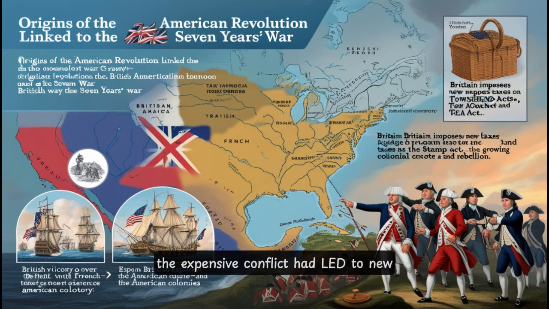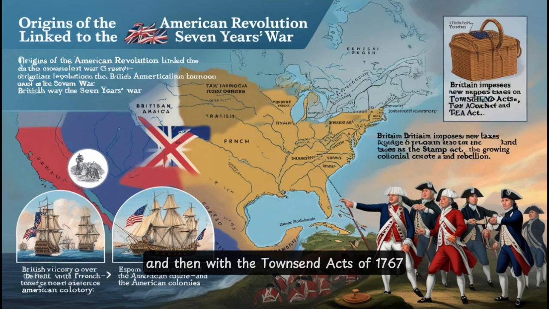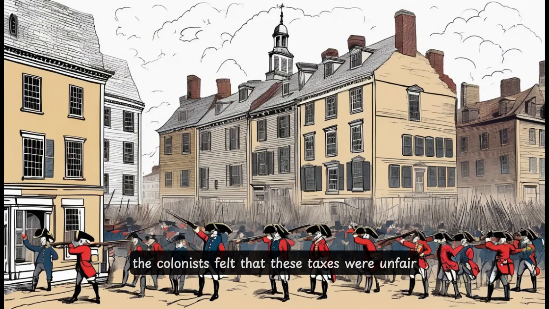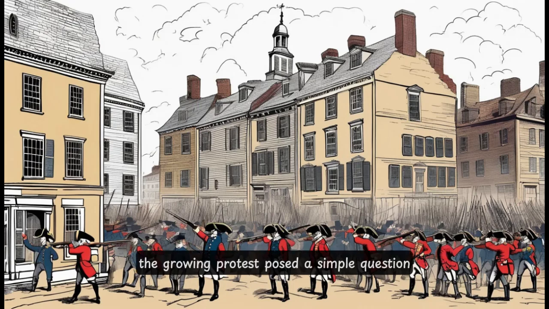The expensive conflict had led to new and unpopular taxes. The British government attempted to raise revenue by taxing the colonies, first with the Stamp Act of 1765, and then with the Townshend Acts of 1767 and the Tea Act of 1773. This led to increasing resentment. The colonists felt that these taxes were unfair since they were being taxed without any representation in Parliament. The growing protests posed a simple question: why didn't the colonists have the same rights as British subjects?